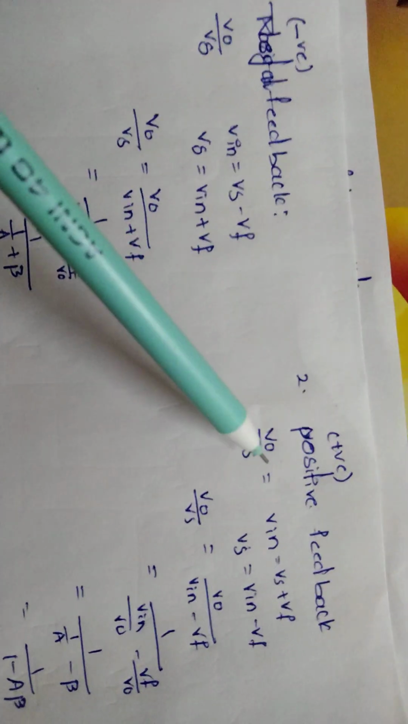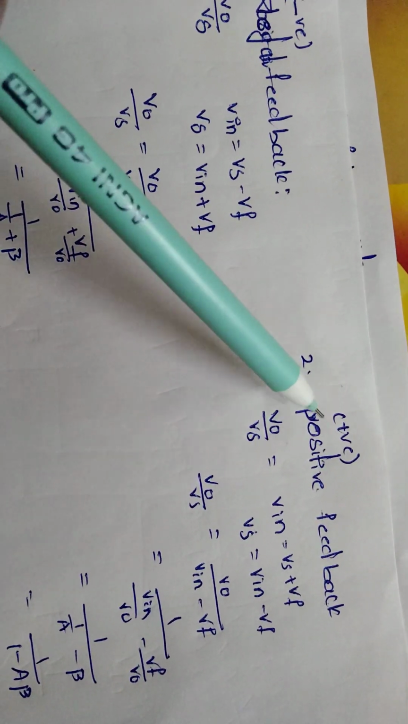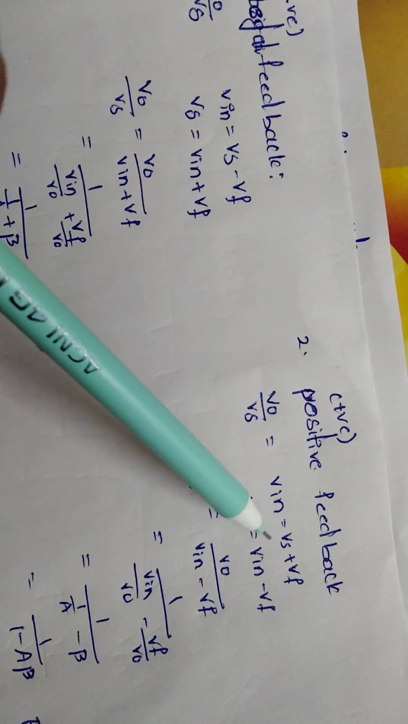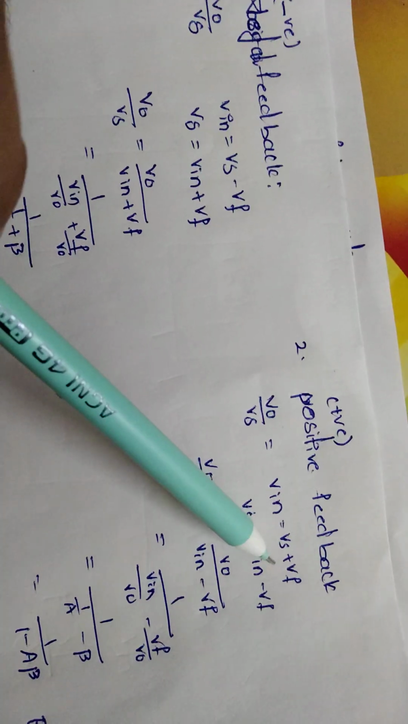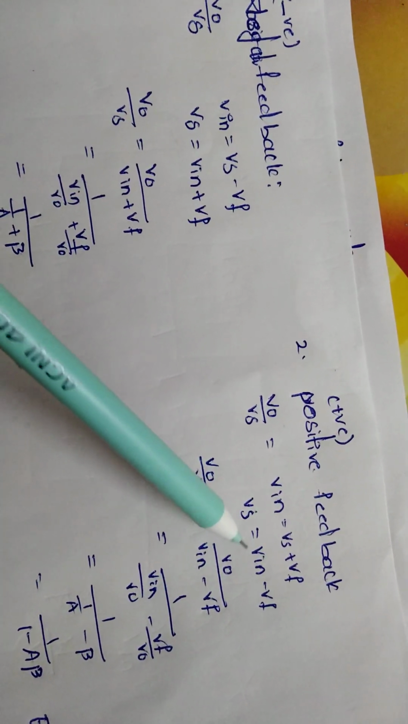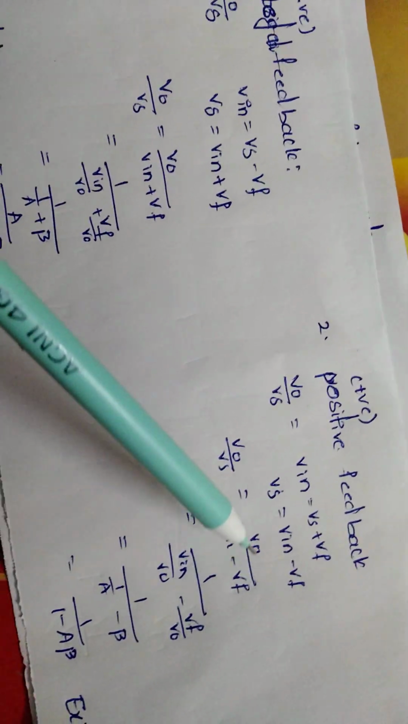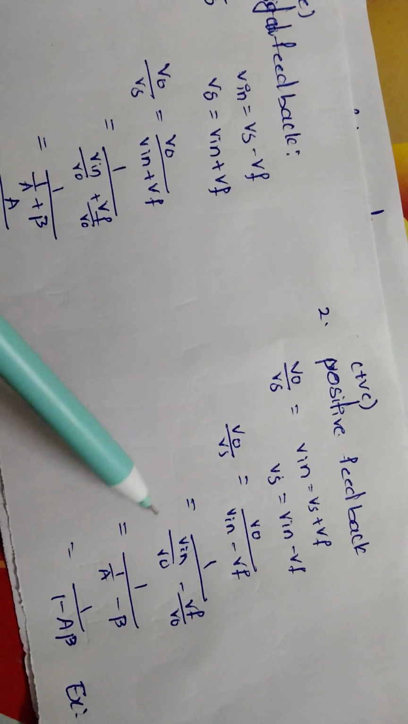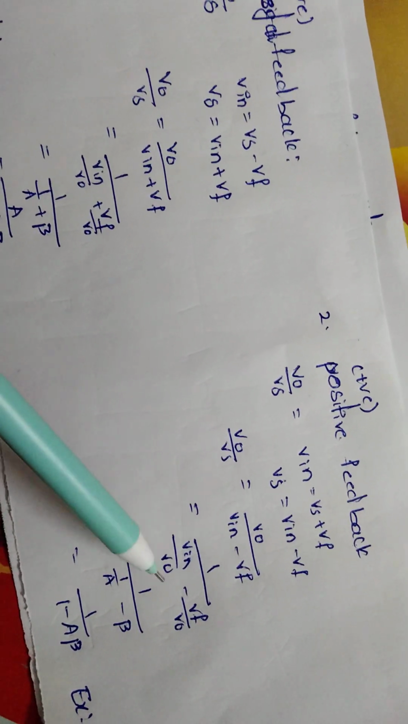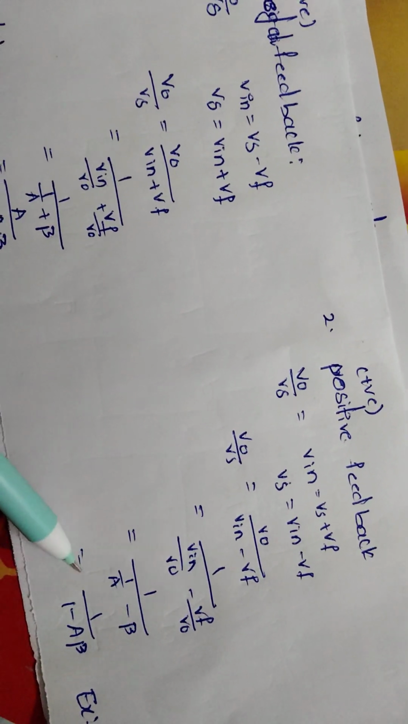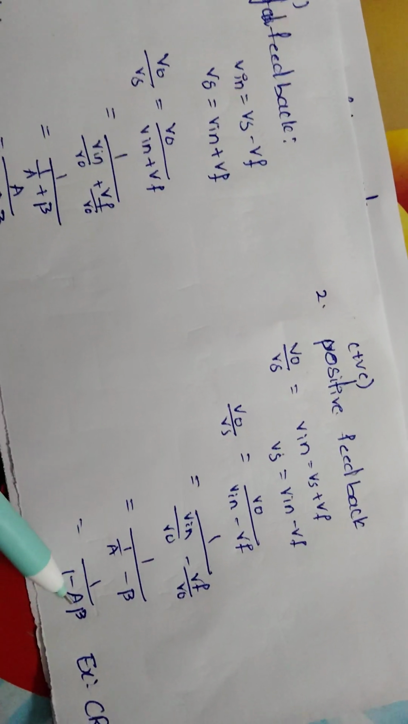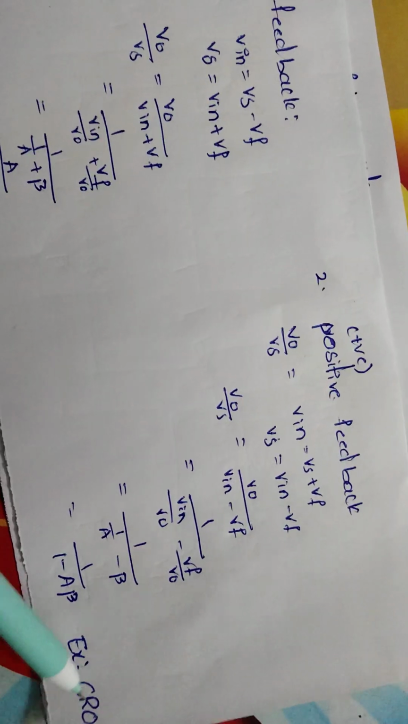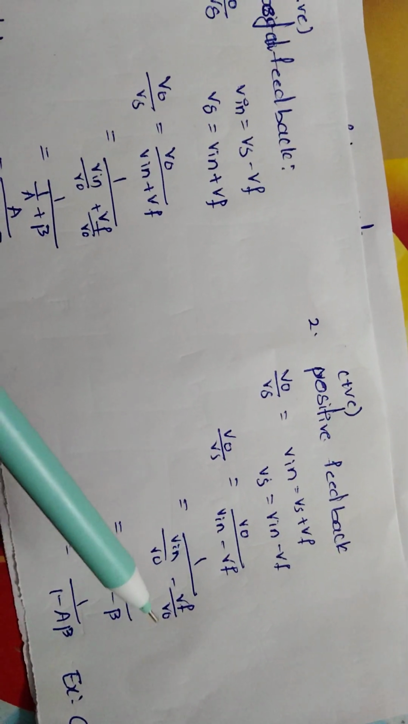In positive feedback amplifiers the gain derivation is the same, with Vin equal to Vs, but the sign is changed to minus. So Vout by Vin minus Vf, dividing the denominator, gives 1 by A minus beta, that is, A by 1 minus A beta. Some applications are CROs, cathode ray oscilloscopes.